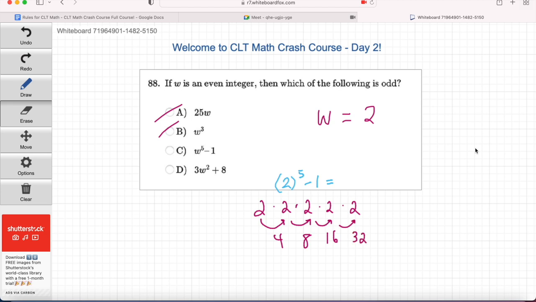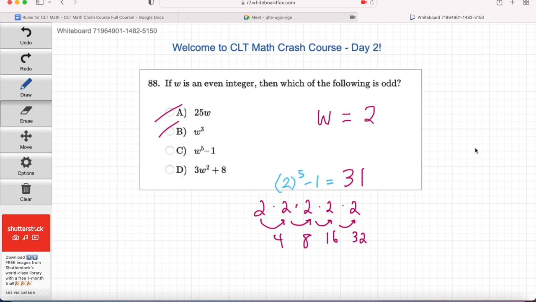And again, you don't have a calculator for the CLT. If we had a calculator, it'd be much easier to just punch it in. But here we have to actually calculate it. So 2 to the power of 5 is 32. And then what's 32 minus 1? 31. Is that odd? Yes, it is. So we'll keep answer choice C, okay?